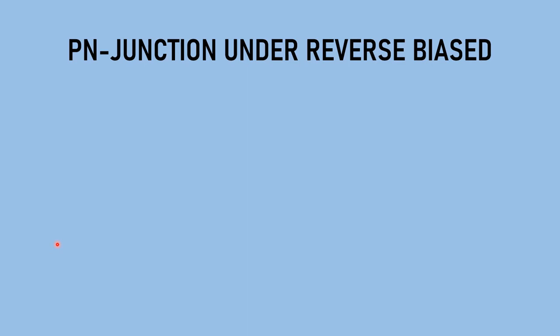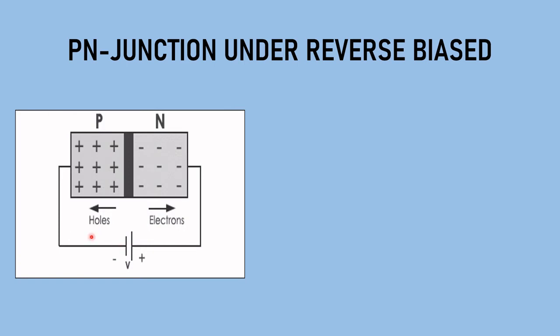So this is the structure of the PN junction under reverse bias condition. This side is P side and this side is N side. In P side, the electrons are the minority carriers and the holes are the majority carriers, and in the N side, electrons are the majority carriers and holes are the minority carriers. So, in reverse bias, the P side is connected with the negative potential of the power supply and the N side is connected with the positive potential of the power supply.